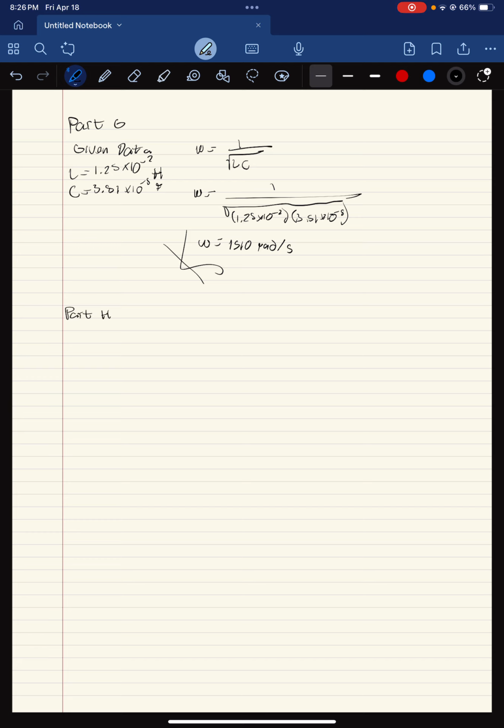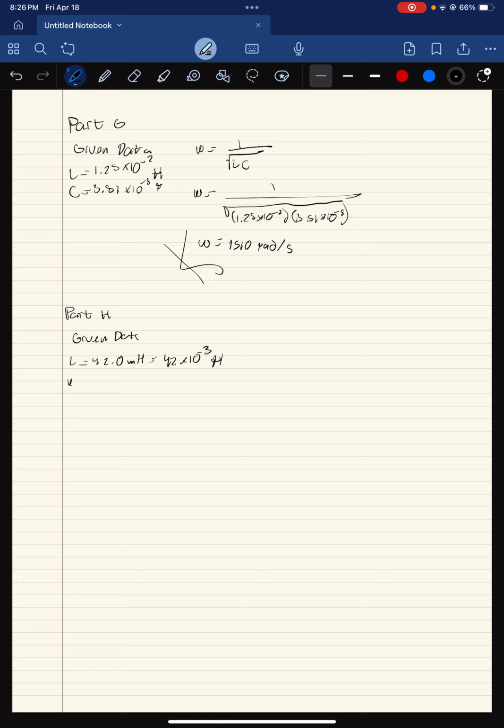So for part H, an LRC series circuit has an inductance of 42.0 millihenries and a capacitance C. Without the resistor, the angular frequency of oscillation is 624 radians per second. With the resistor, the angular frequency is 208 radians per second. Find the value of C. All right. Perfect. So we have the given data. And this is going to be 42.0 millihenries. If we convert that to henries, it's 42 times 10 to the negative 3 henries.